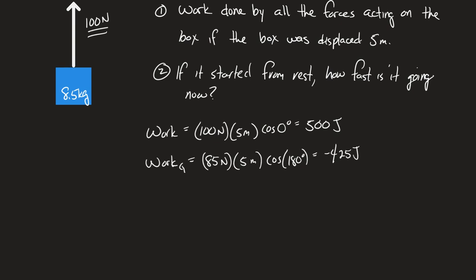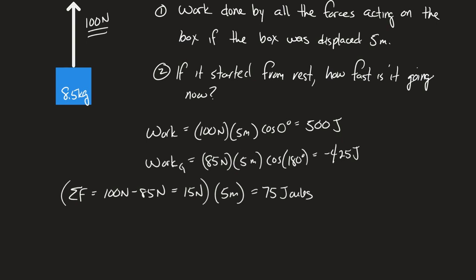All right. I think you did a bang-up job. Any questions about that? Net work done, 75 joules. Now, is it lost on anybody that the net force would have been 100 newtons minus 85 newtons? Right, because I have 100 newtons upwards and 85 newtons downwards. And that would have been a net force of 15 newtons. I'm saying that because if it was net force times displacement, we still would have gotten 75 joules, right?